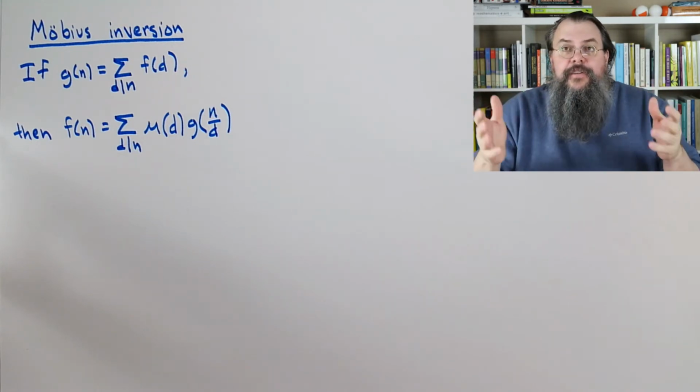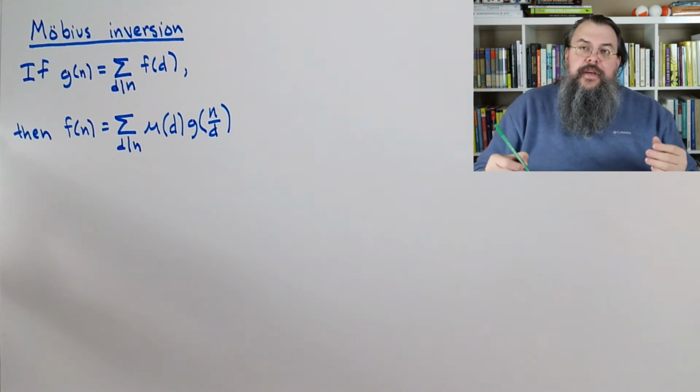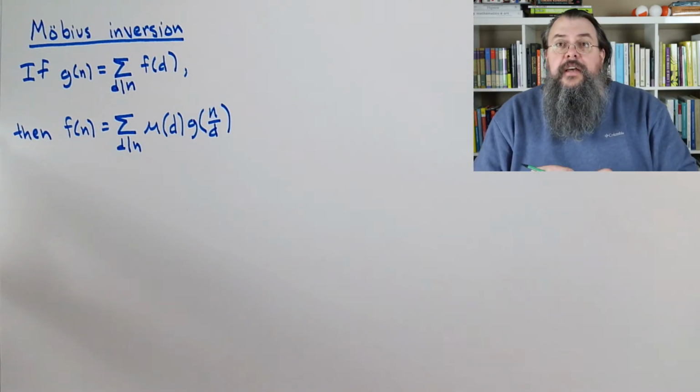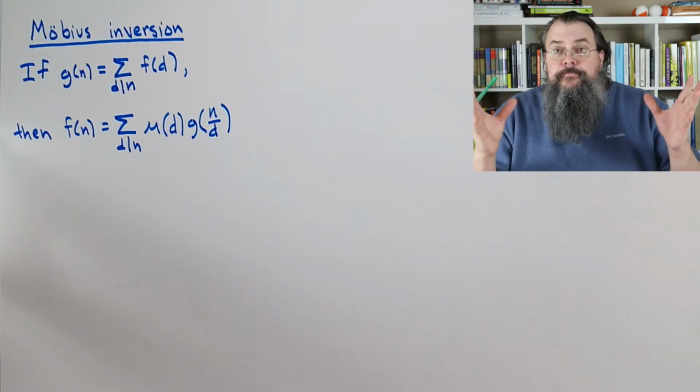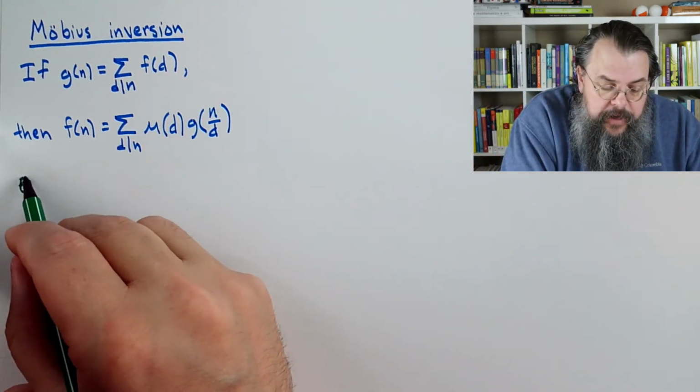Let's try a specific example. You know, it's good to look at our examples. So suppose we pick a number. Let's suppose we pick, say, n equals 12. We can do that. And what do we have?